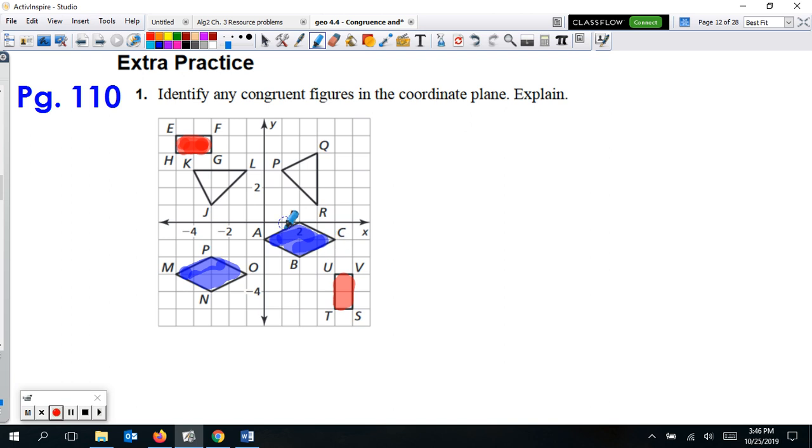And then the last one, these are also the same size and shape. You can see even how this side right here is 3 units long, and this one's 3 units long here. This one's going to go 2 down and 1 over, this one's going to go 2 over and 1 down. It's the same, 2 and 2. So it's exactly the same size and shape.